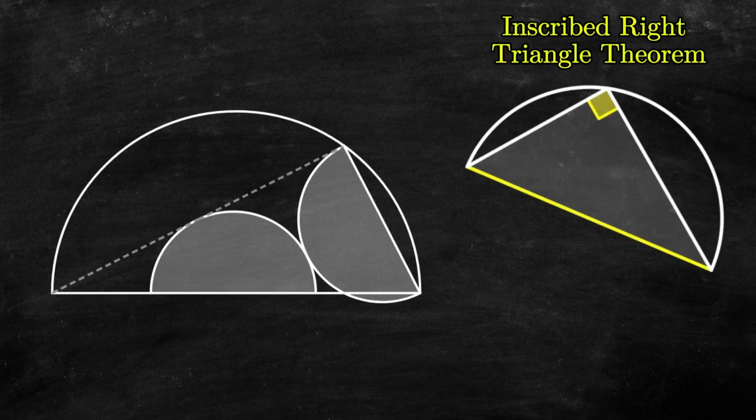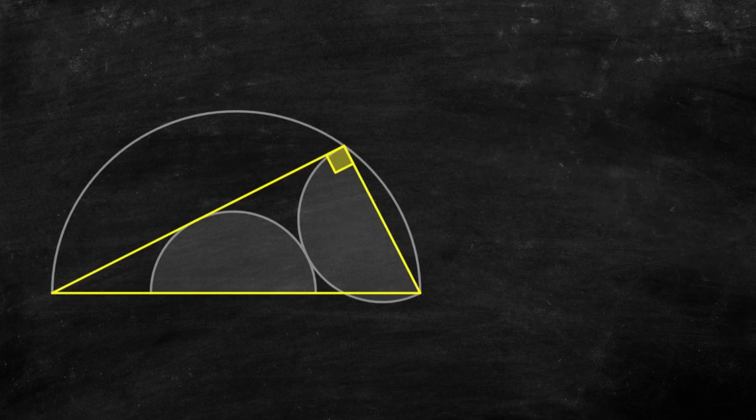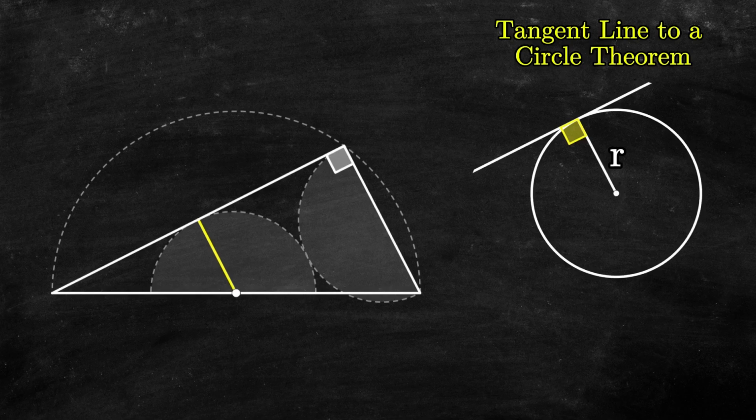According to the inscribed right triangle theorem, when one side of an inscribed triangle is also the diameter of the circle, then the triangle is a right triangle, where the angle opposite of the diameter is the right angle. Applying this theorem to our problem, we know we have a right triangle, and this is the right angle. Once again, locate the center of the semicircle. From this center, draw the radius to the tangent line as shown. Recall that the radius is always perpendicular to the tangent, so this is a right angle.